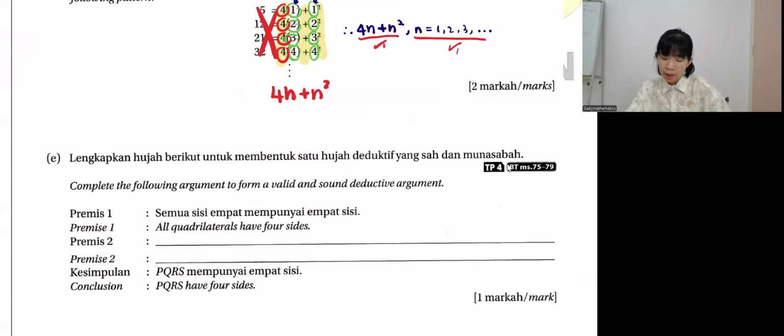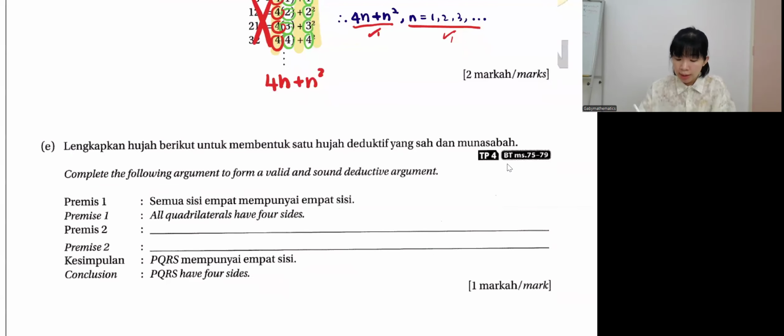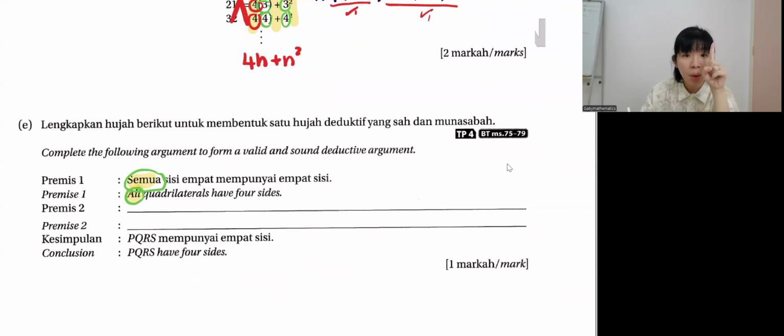Okay, last one. Complete the following argument to form a valid and sound deductive argument. So they give us premise 1 and conclusion. They say all quadrilaterals have 4 sides. Semua. Then PQRS has 4 sides. So this one is which type? Can you tell? Type 1, 2, or 3? So it's very obvious because the first word starts with all. Semua. So this is type number 1.